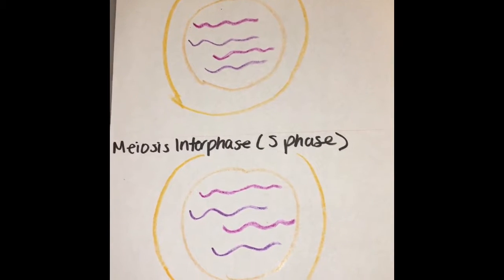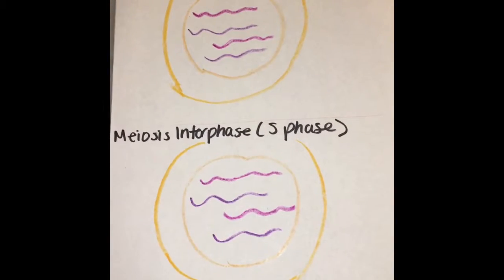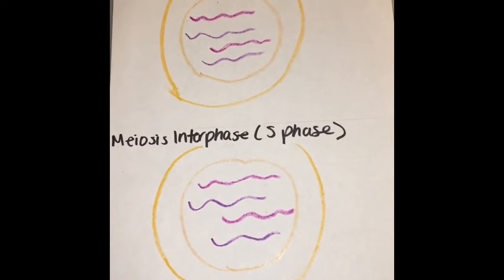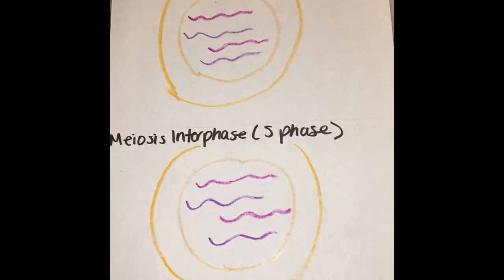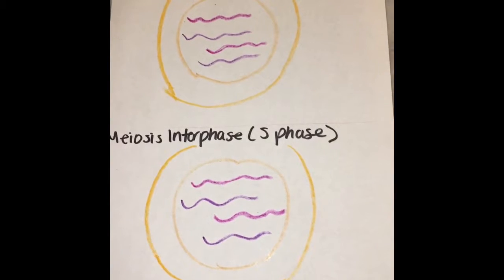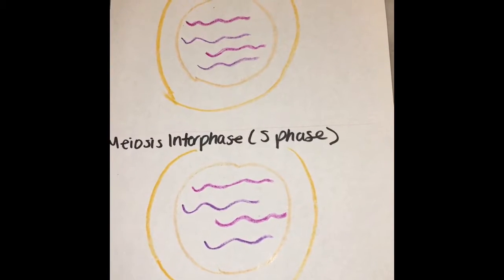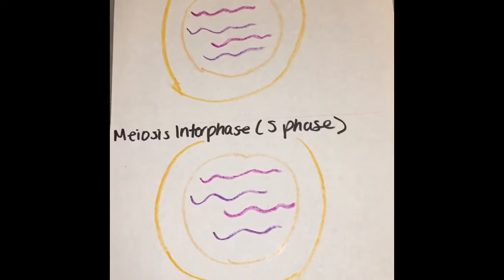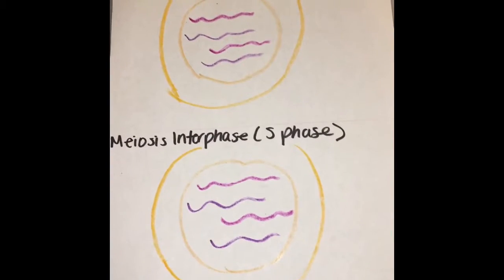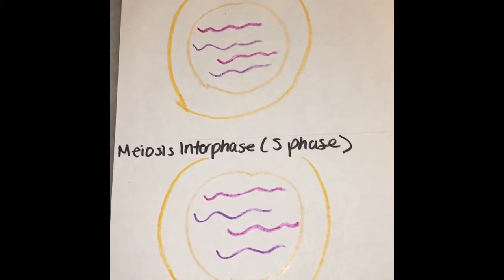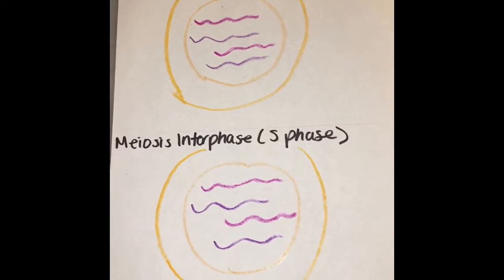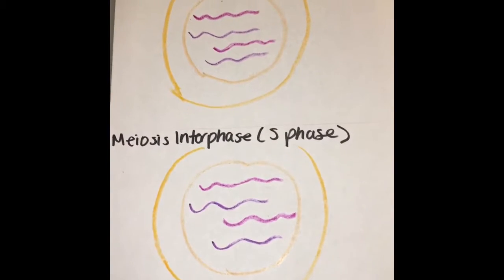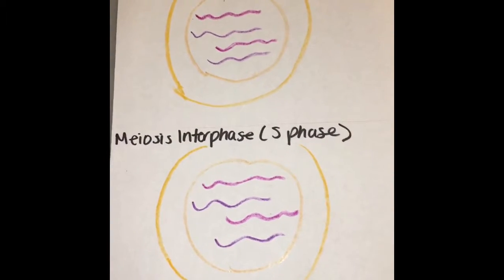So interphase is the beginning process, and interphase has 3 steps. So it has the G1 phase, the S phase, which is what I'm going to be focusing on, and the G2 phase. So we'll have the G1 phase. The cell grows to almost its full capacity. And then the S phase, the DNA strands will replicate. And then the G2 phase, the cell will continue to grow.